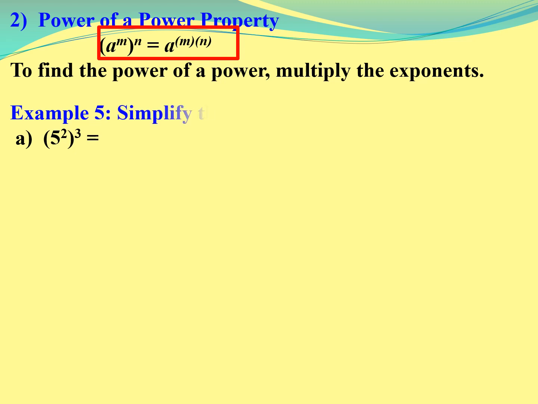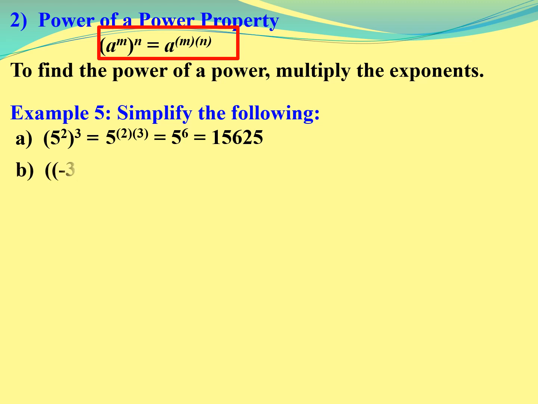Example number 5. Simplify the following. Letter A. Quantity 5 to the 2 raised to 3 equals 5 to the 2 times 3, which is equal to 5 to the 6, and multiplying or expanding 5 to the 6 is 15,625. Letter B.